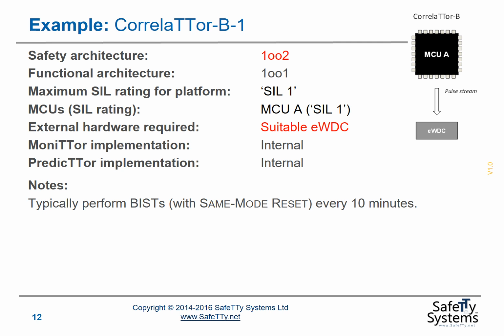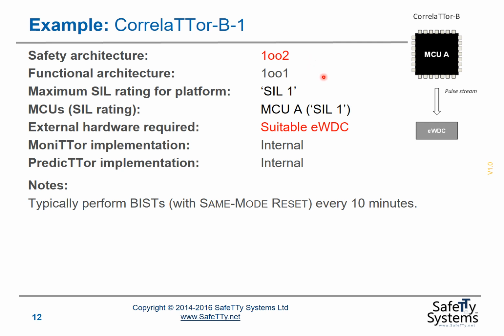Let's now look at a correlator B design. This is a little different. So now we have an external watchdog controller, the kind that we discussed in video 17. This is now a 1 out of 2 safety architecture. So we have two processing units that are responsible for safety, and as long as one of these is operating correctly, the system can function safely.